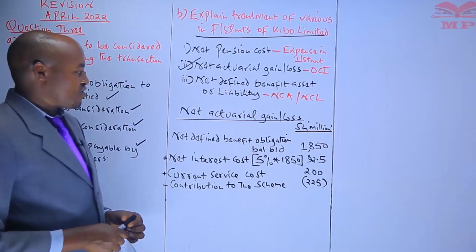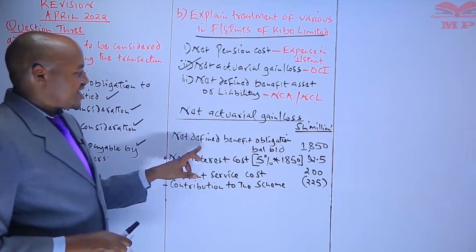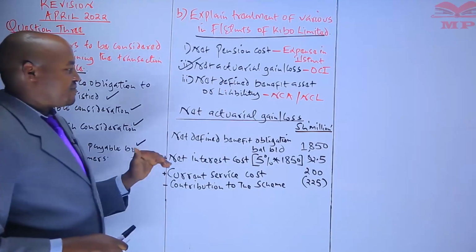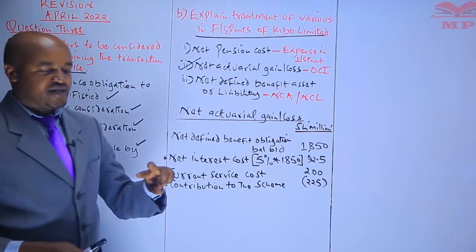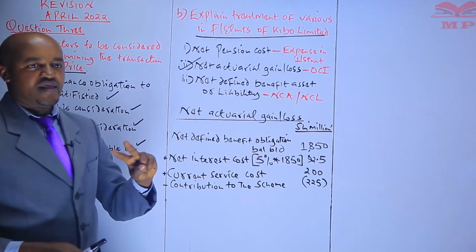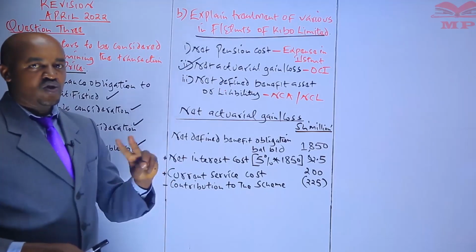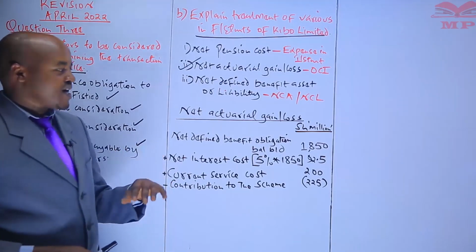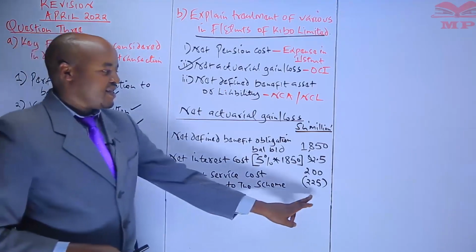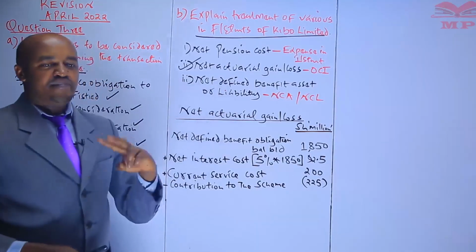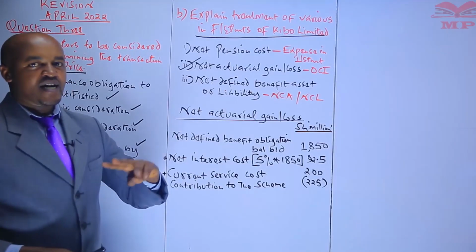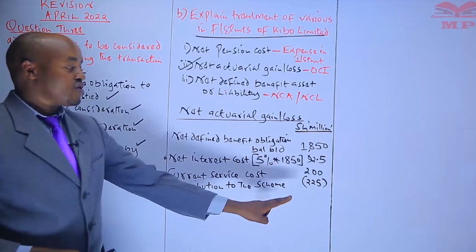Now what you need to note here is that if you're using this particular approach of computing the actuarial gain or loss, whereby we are using the net defined benefit obligation, remember, the net defined benefit obligation is the net amount of the plan asset and the plan obligation. So we don't less the benefit paid here, because the benefits paid are deducted from both the plan asset and the plan liability. So that one should not be deducted here.